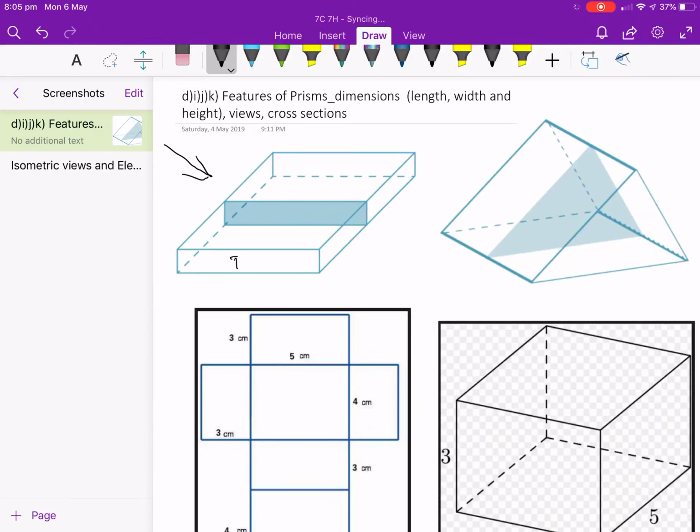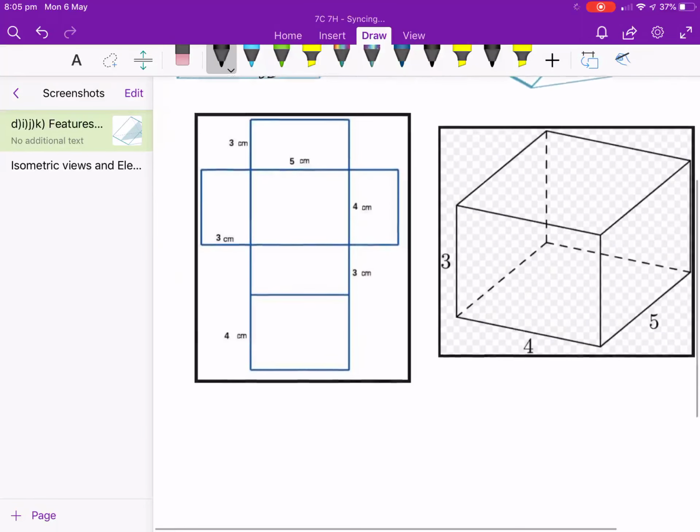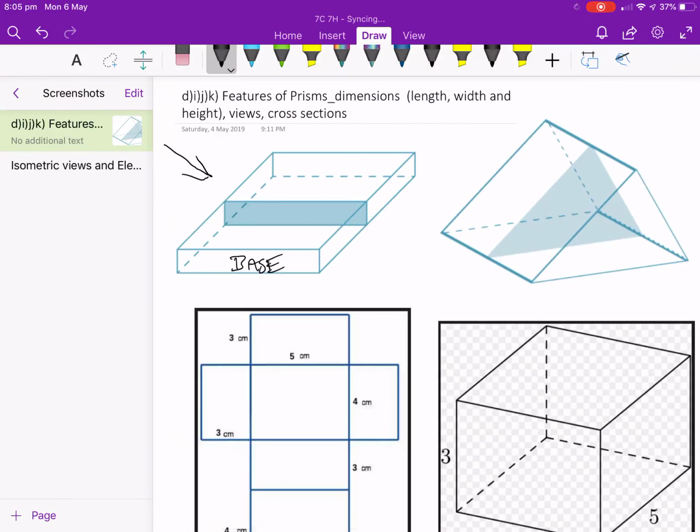This end is called the base. And then obviously, the top end that we cannot see on the dotted line side is called the top. So if I was to stand this prism up on its end and stand it so the base is now standing on the ground, that would be the top and that would be the base.